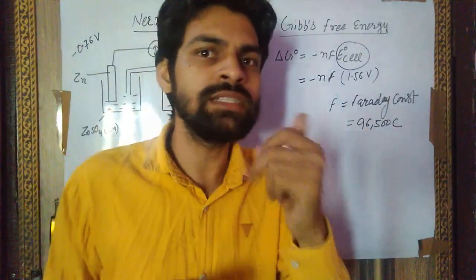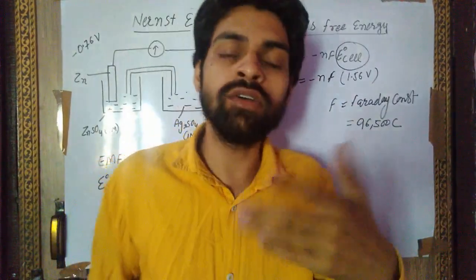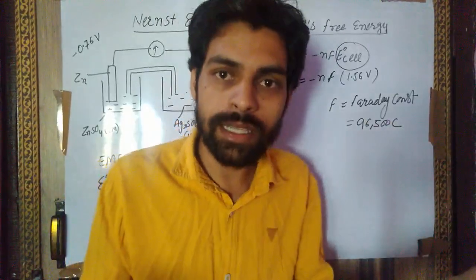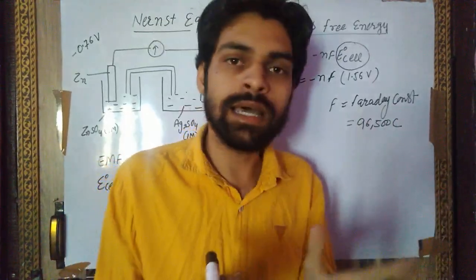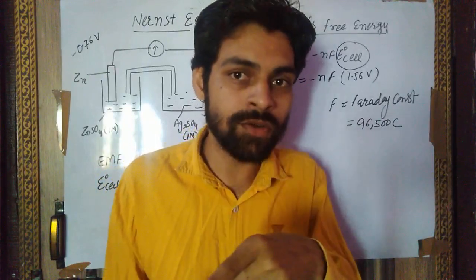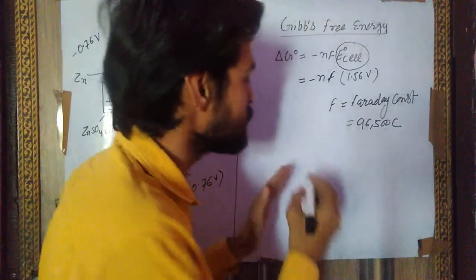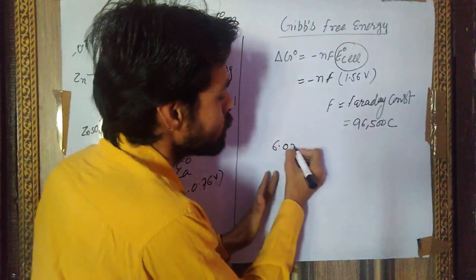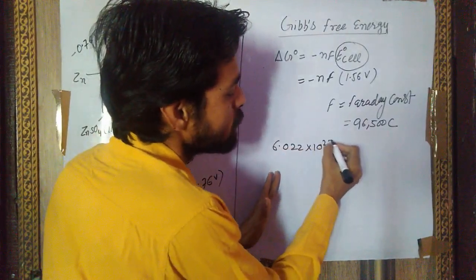Okay, I think 2016 or 17. What is the value of 1 Faraday and what is 1 Faraday? So student, 1 Faraday is the charge. Charge of which? It is the charge of electron, but not of one electron. It is the charge of 6.022 into 10 raised to power 23 electrons.